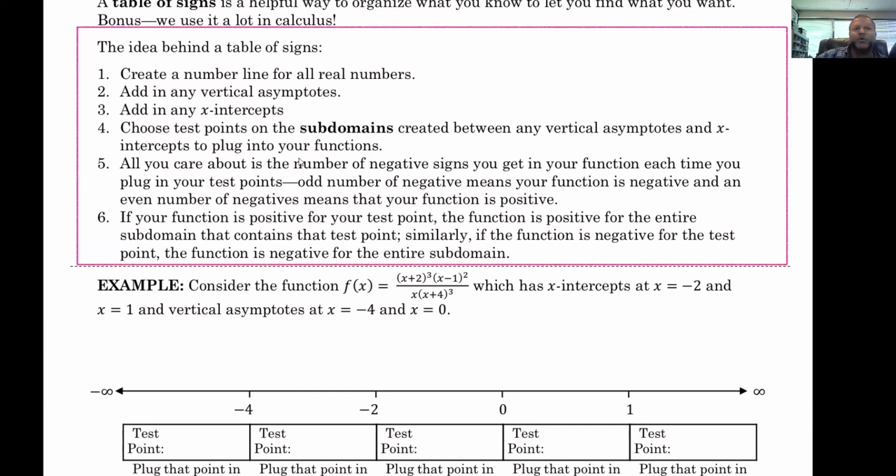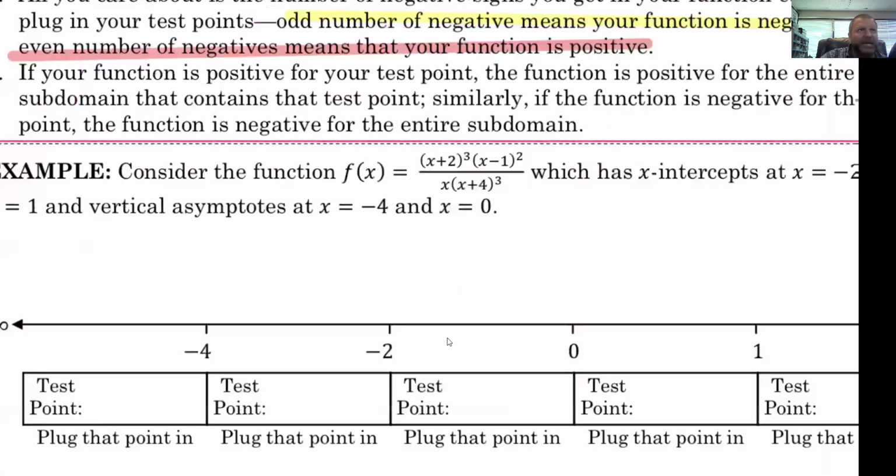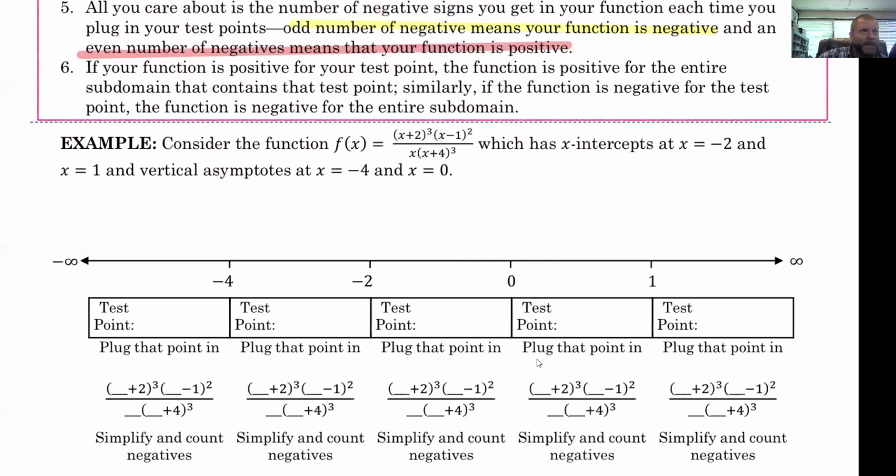asymptotes, right? A couple of other things that are important: in a table of signs, we care about how many negatives we get. If there's an odd number of negatives, then we know that the function is going to be negative. We'll see why in a second. If there's an even number of negatives, it means that your function is going to be positive. All right, so if I just jump to an example here, right?